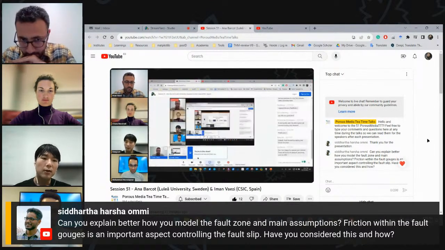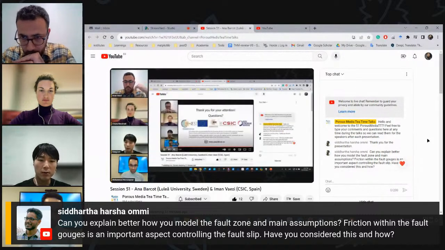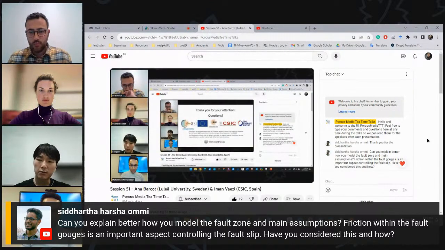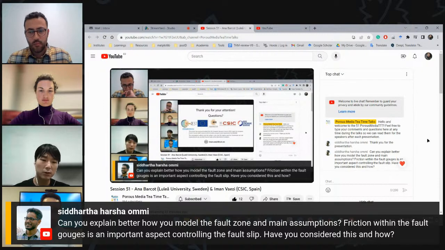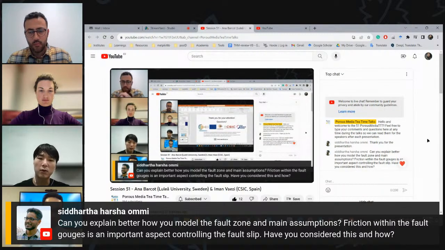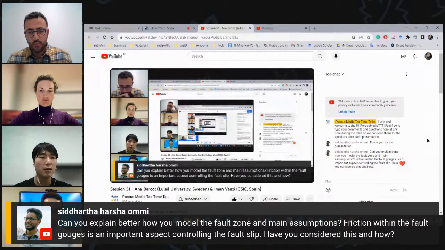Can you explain better how you model the fault zone and the main assumptions? Friction within the fault gouges is an important aspect controlling the fault slip. Have you considered this, and how?